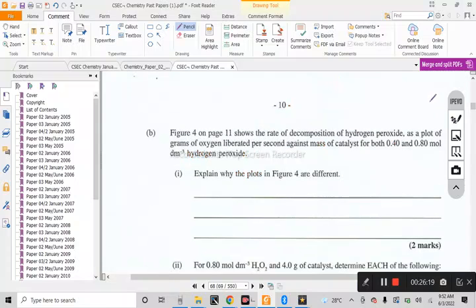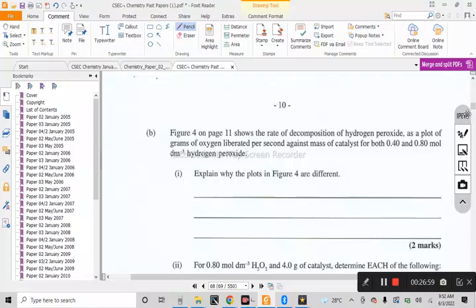So figure 4 on page 11 shows the rate of decomposition of hydrogen peroxide as a plot of grams of oxygen liberated per second against mass of catalyst, for both 0.4 and 0.8 mol dm^-3 hydrogen peroxide used. So they have two different concentrations of hydrogen peroxide decomposing, 0.4 and 0.8 mol dm^-3. Are we clear? When you see mol dm^-3, that's concentration. Are we clear there? So you can see where they come from already, right?